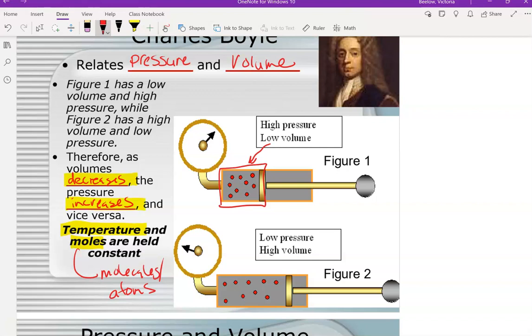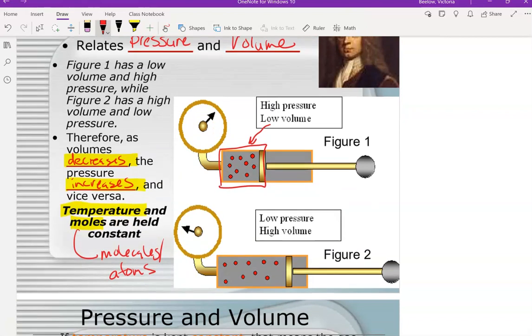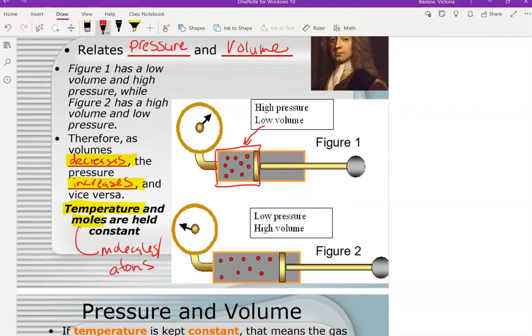And vice versa. If we decrease the volume, we create a smaller space. Molecules don't have as much room to move. The pressure will be higher. Versus if we give the molecules a lot of space to move around, a high volume, we increase the volume, they have more space to move around. They're going to be less likely to hit the sides of the container, and therefore we will have a lower pressure.